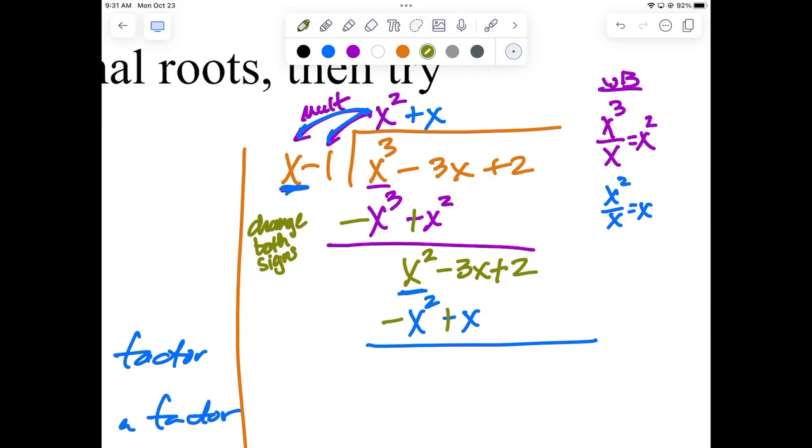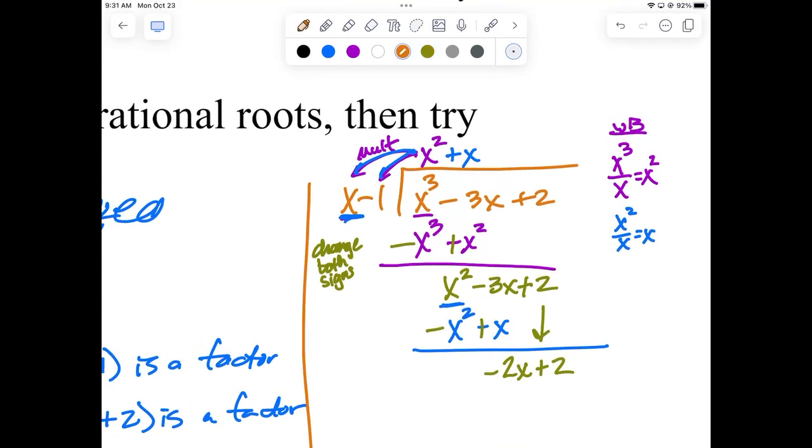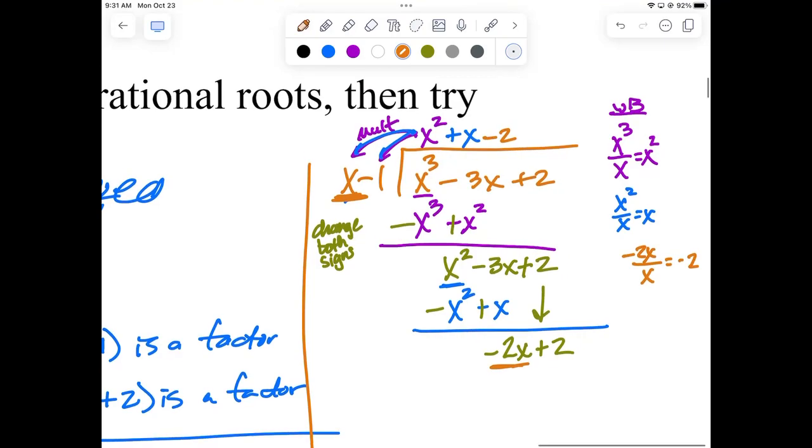Now we add. What's x squared minus x squared? 0. But now I have like terms. What's negative 3x plus x? Negative 2x, and then I bring down the plus 2. And I do it one more time now. How many times does x go into negative 2x? Or off to the side, what's negative 2x divided by x? Negative 2, so I put minus 2 up here. And now I distribute again. What's negative 2 times x? Negative 2x. What's negative 2 times negative 1? Positive 2. And now I subtract, so I change both signs.